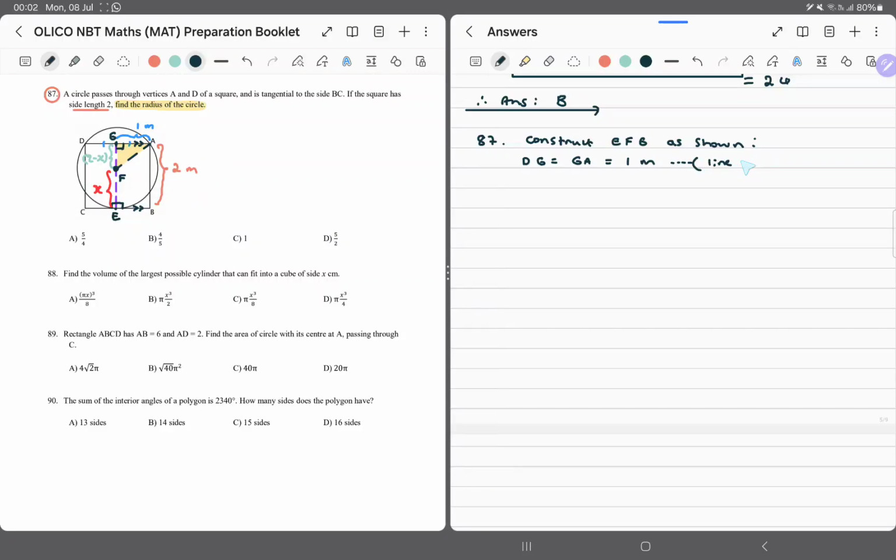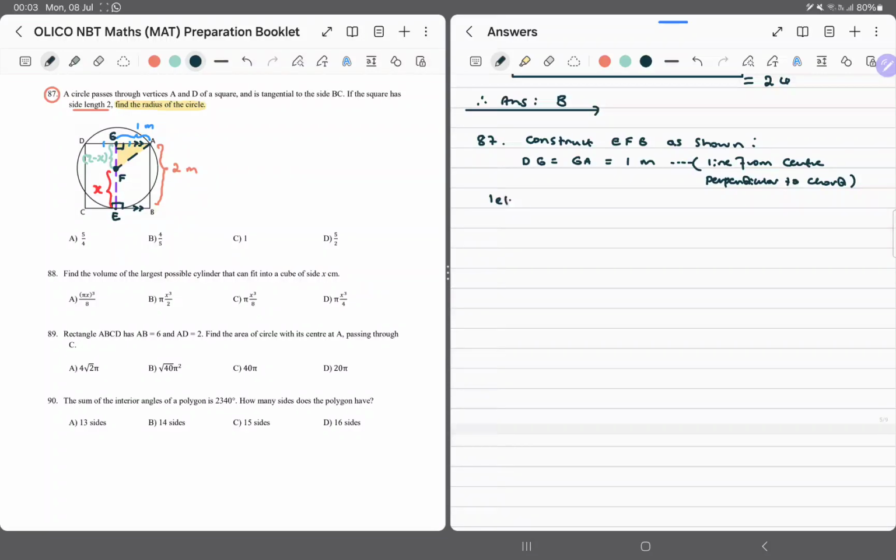The reason is line from center perpendicular to chord. Not to midpoint, but perpendicular to chord. So it bisects the chord. That unit is important. Great. The rest is very easy to follow.